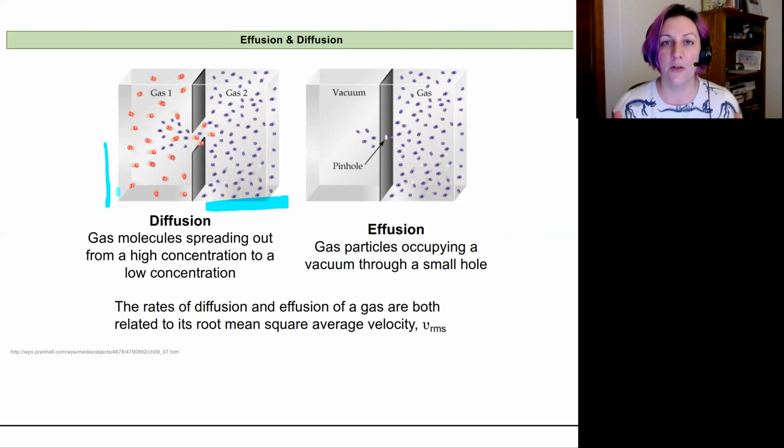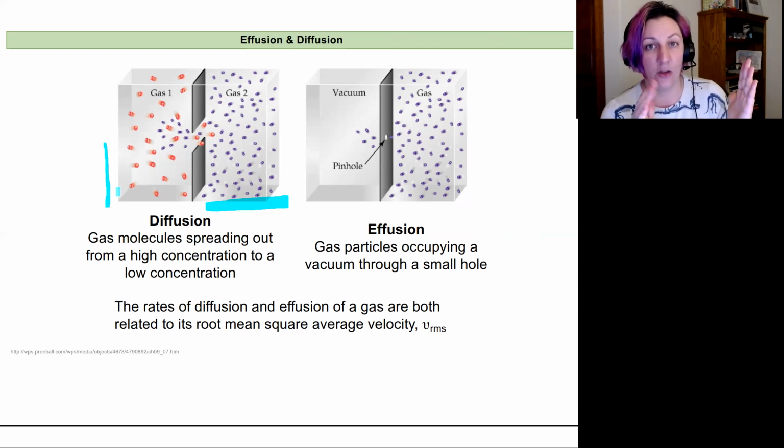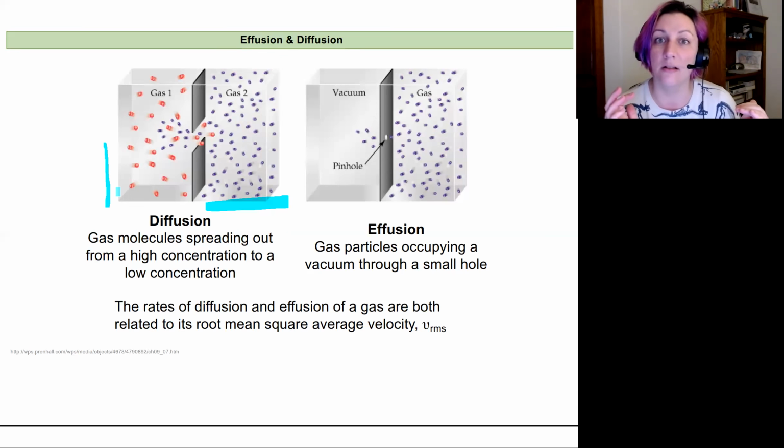And so diffusion is a gas particle diffusing through other gas particles. Effusion is when we have a gas that is separated from a vacuum and a hole is punched through, and we now have our gas filling a vacuum. So in all cases, effusion is when gas particles are going from a highly concentrated gas to zero concentration of gas, but they're not having to navigate other gas particles along the way. They're just filling in the space of the vacuum.